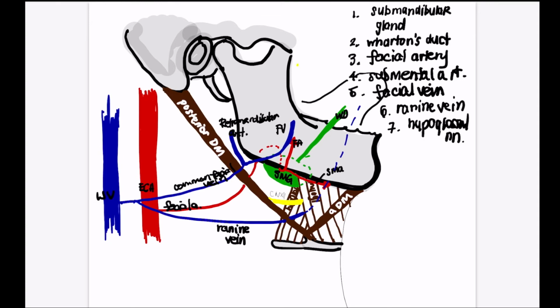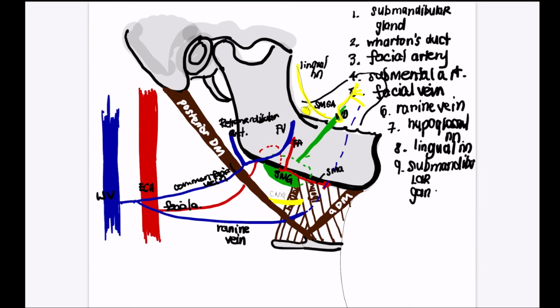The next structure is the lingual nerve. It passes the superior part of the hyoglossus and hooks beneath the submandibular duct, and then it goes to the tongue. Now that's the lingual nerve. The next structure is this one. This is called the submandibular ganglion. The submandibular ganglion is suspended by two nerve filaments from the lingual nerve.